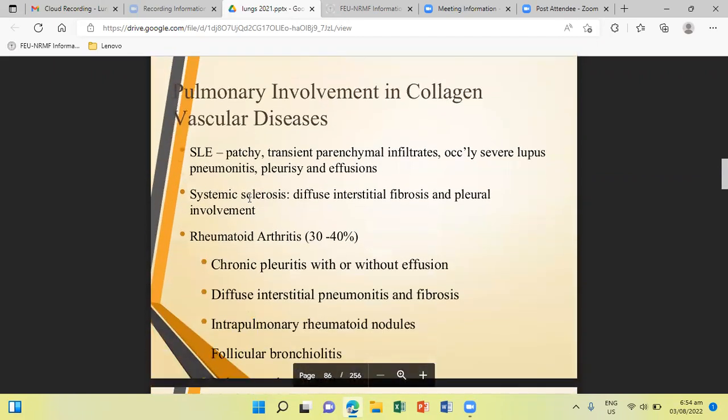Sometimes it occurs on a background of collagen vascular diseases. Most autoimmune diseases, also referred to as connective tissue diseases, like, most notable, as enumerated, SLE, rheumatoid arthritis, scleroderma. This can involve the lung at some point in their course of illness.